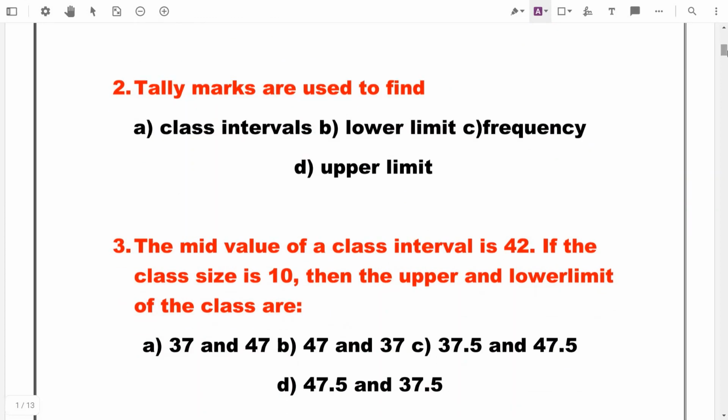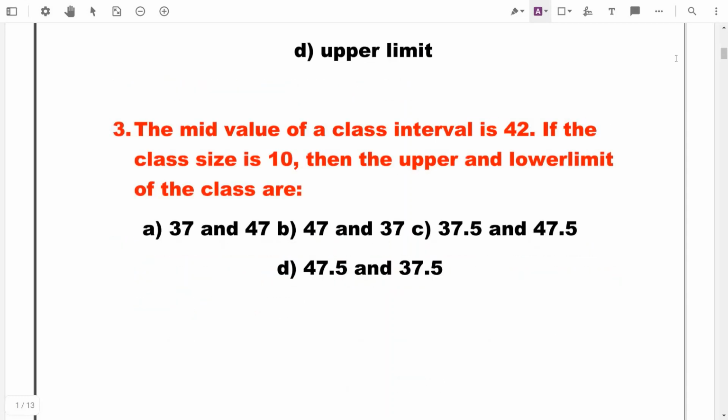Second question. Tally marks are used to find class intervals, lower limit, frequency, upper limit. Answer frequency. Third question. The mid value of a class interval is 42. If the class size is 10, then the upper and lower limit of the class are 37 and 47, 47 and 37, 37.5 and 47.5, 47.5 and 37.5. Answer 37 and 47.